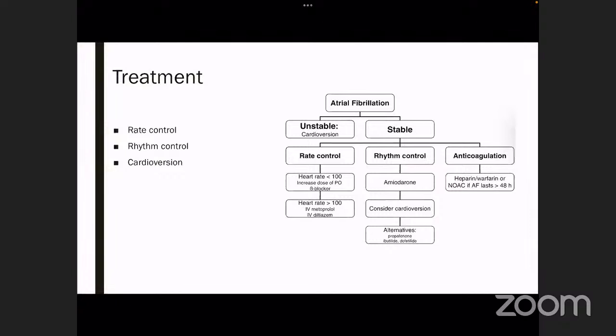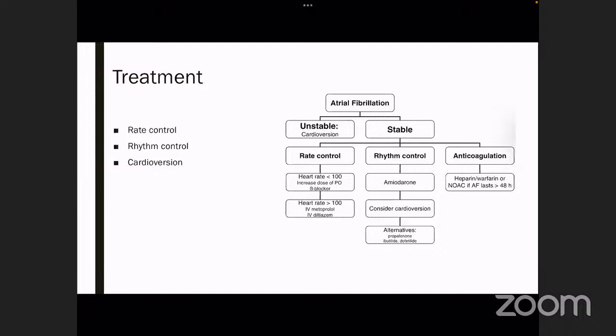For the treatment of atrial fibrillation, we have two main categories: if the patient is stable or unstable. If the patient is unstable, then cardioversion should be used immediately. If the patient is stable, the latest guideline is to go for rate control. Rate control should be started with a beta blocker, and a calcium channel blocker can be added. For rhythm control, we have amiodarone, and cardioversion as a second line, if the patient is stable.